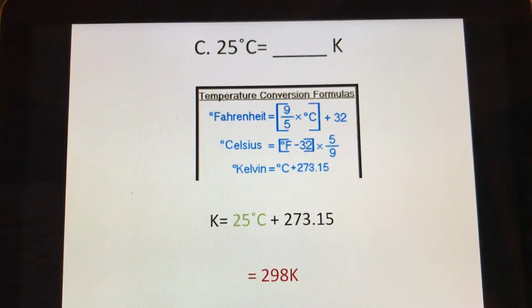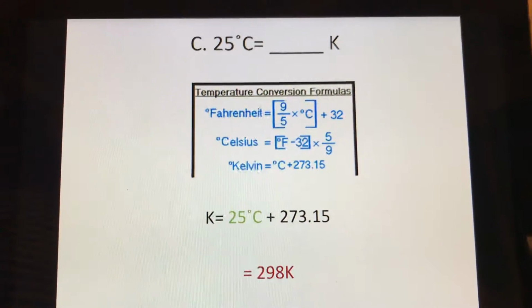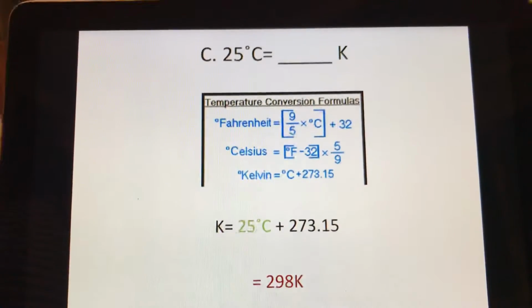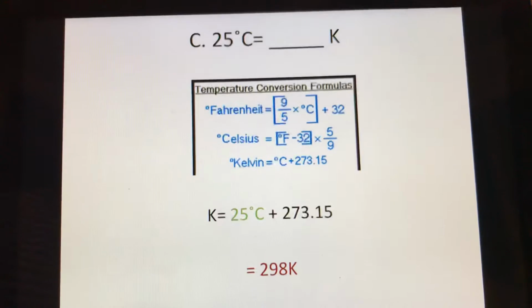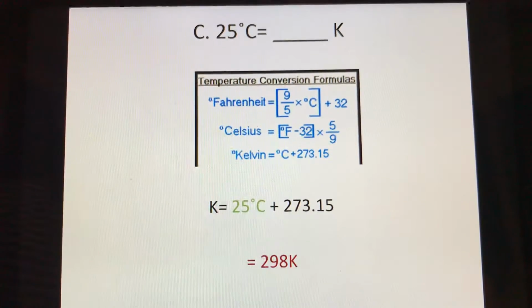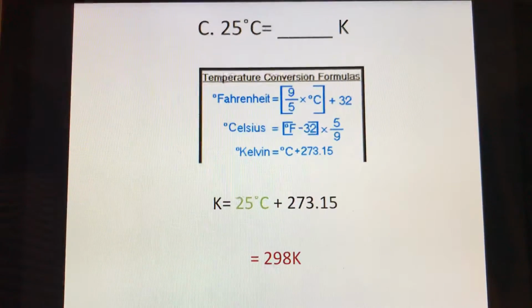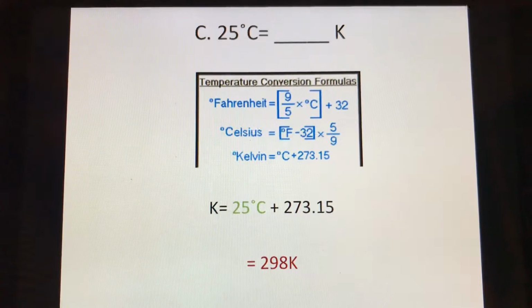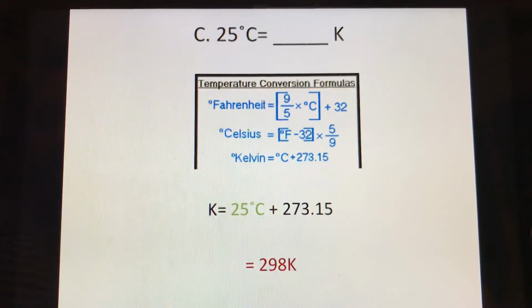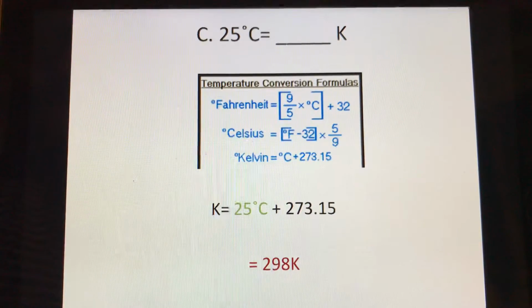And as we're going through these videos, please feel free to pause it if you feel that I'm going a little too fast. For part C, we're changing from degrees Celsius to Kelvin. We are doing 25 degrees Celsius to Kelvin using the conversion chart. You can see that you plug in the Celsius to Kelvin equation, which puts us at Kelvin equals 25 degrees Celsius plus 273.15, that gives us 298.15, which we just leave at 298 kelvins.